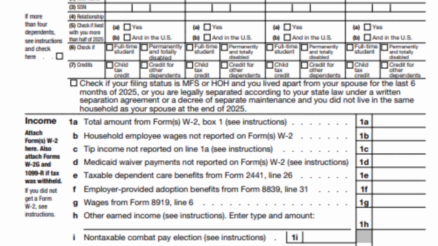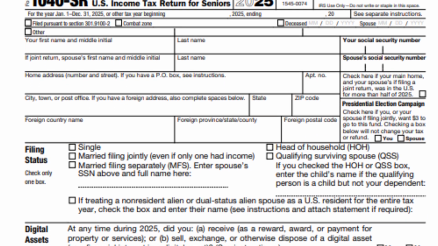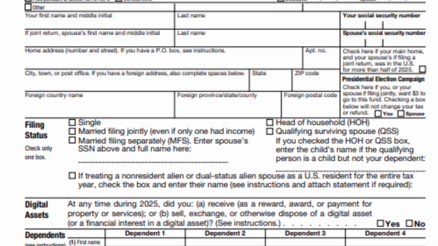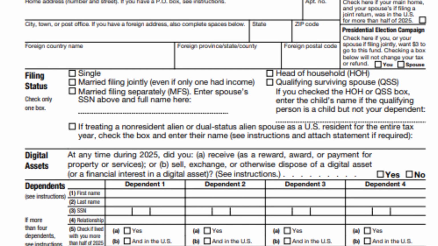Step 4 would be dependents and standard deductions. List your dependents including their names and relationship to you. If you or your spouse are over 65 or blind, you may be eligible for an additional deduction. Add these up to get your total income.